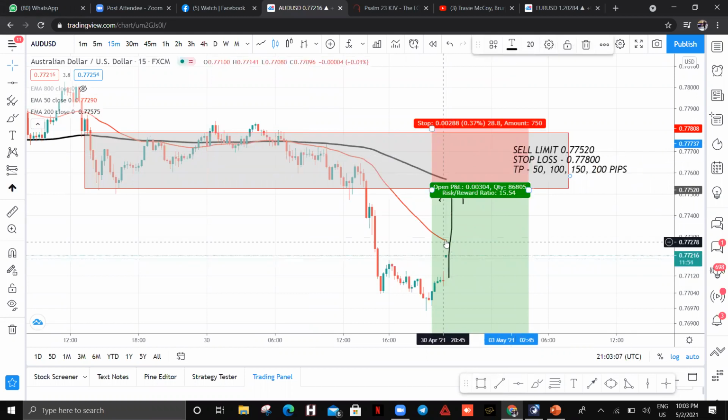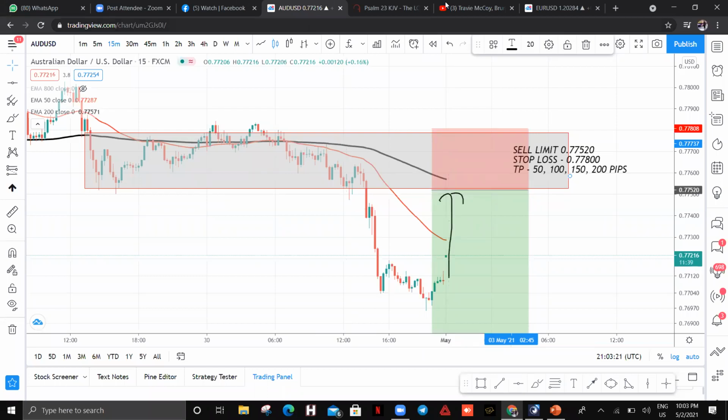It can come up, it can turn back here at the 50 moving average, or it can decide to go up a bit. But we need to monitor it and see the next candle reaction. Then we'll take our sell on AUD USD. So Euro USD, let's see what happened.